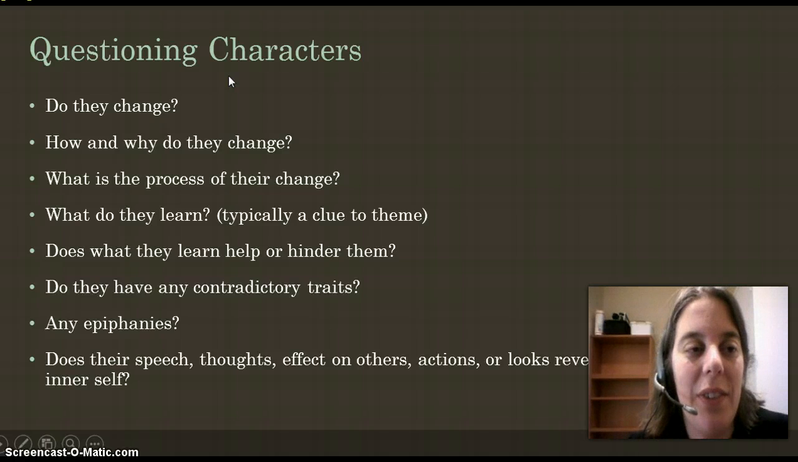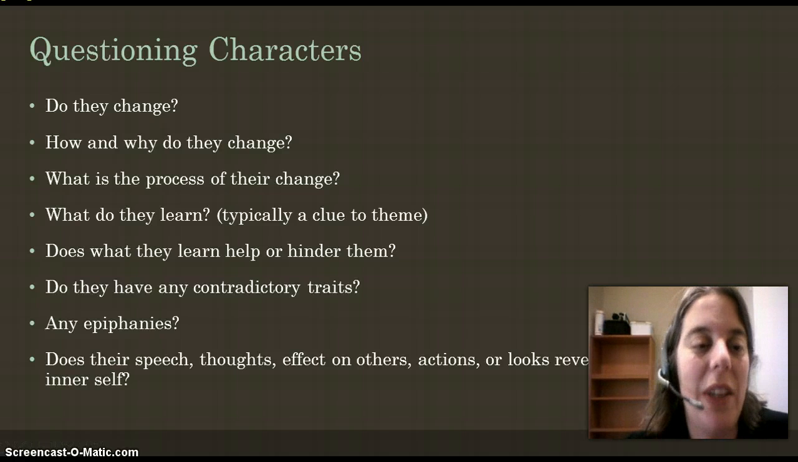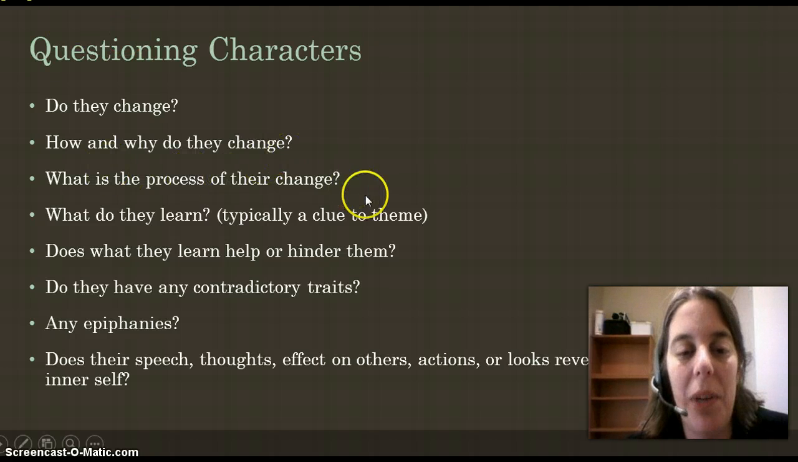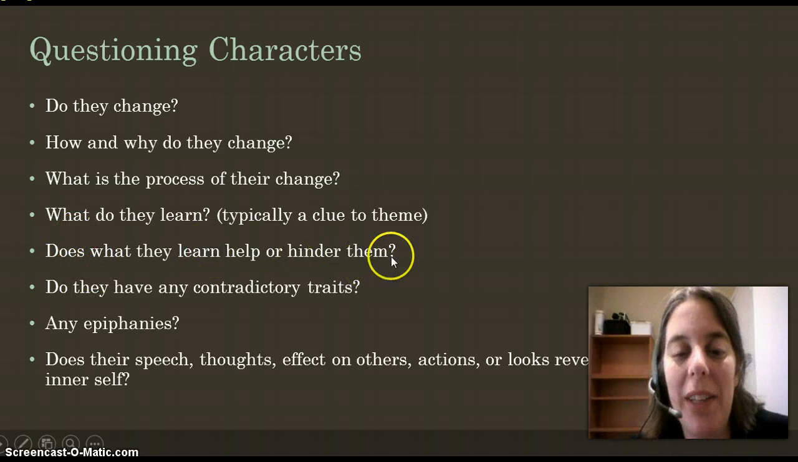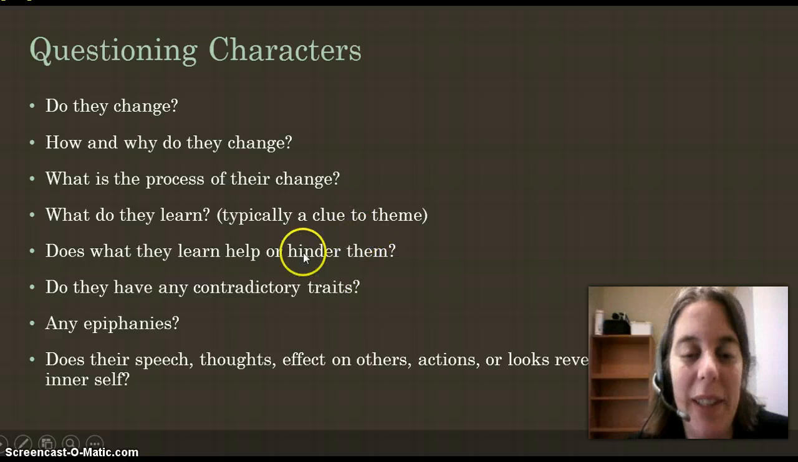Now, when you're reading any novel, you're going to be questioning characters. Do they change? How and why do they change? What is the process of their change? What do they learn? These are all clues to a theme. Theme can typically be figured out by looking at how a character changes over time, or how a character reacts, overcomes, or does not overcome their conflict. Usually a lesson is tucked away in there somewhere. Does what they learn help or hinder them? If they do have an epiphany, is it going to make them worse off than when they started, or better?